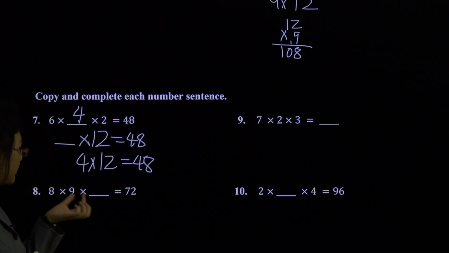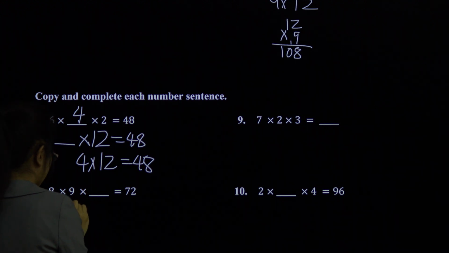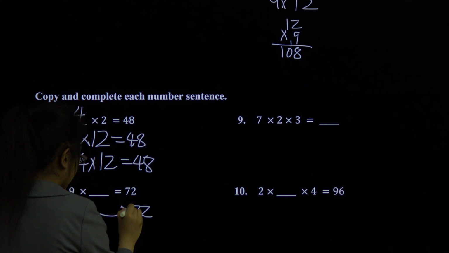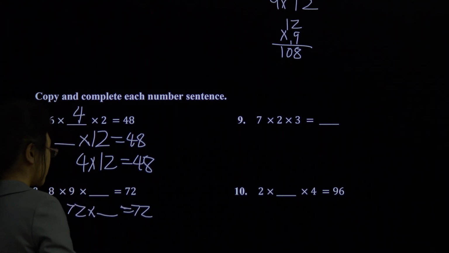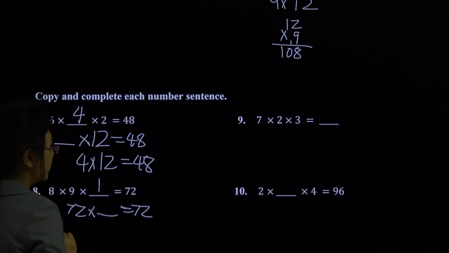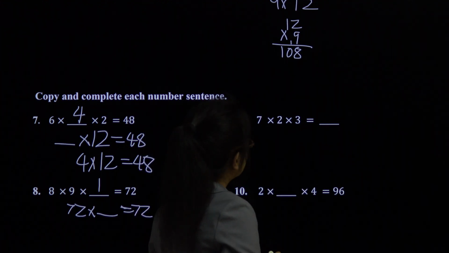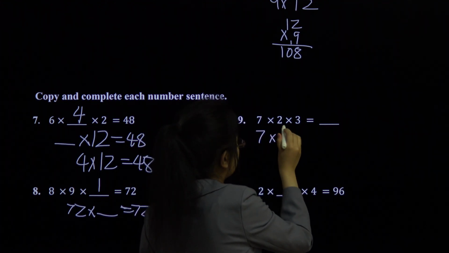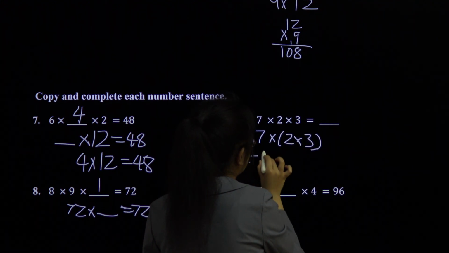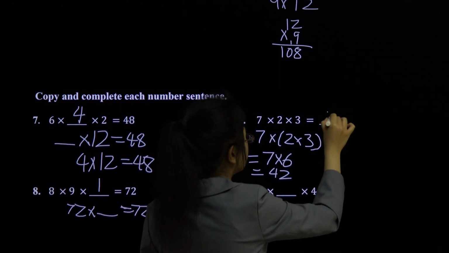8 times 9 times something equals 72. 8 times 9 equals 72, times something equals 72. So according to the identity property of multiplication, 72 times 1 equals 72. 7 times 2 times 3 equals 7 times 2 times 3, which is equal to 7 times 6, which is equal to 42.